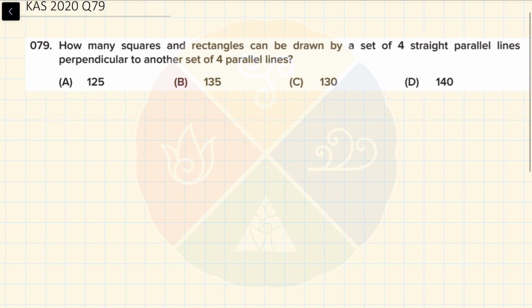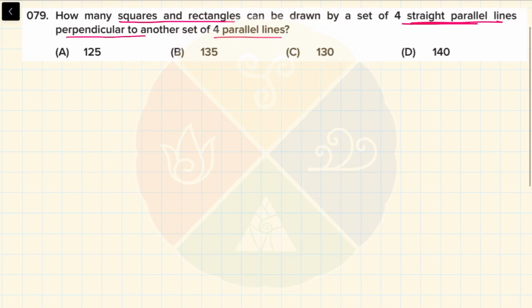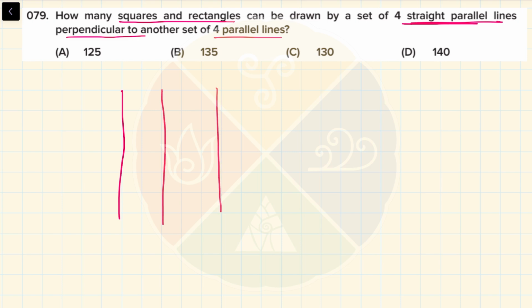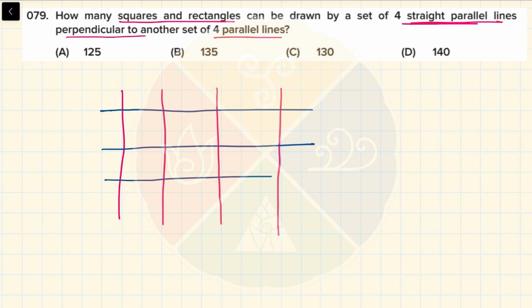How many squares and rectangles? Basically, how many quadrilaterals? How many squares and rectangles can be drawn by a set of four straight parallel lines perpendicular to another set of four parallel lines? So there are four parallel lines: 1, 2, 3, and 4. And there is another set of parallel lines which is perpendicular to this. Perpendicular means at 90 degrees. So that will be 1, 2, 3, 4.